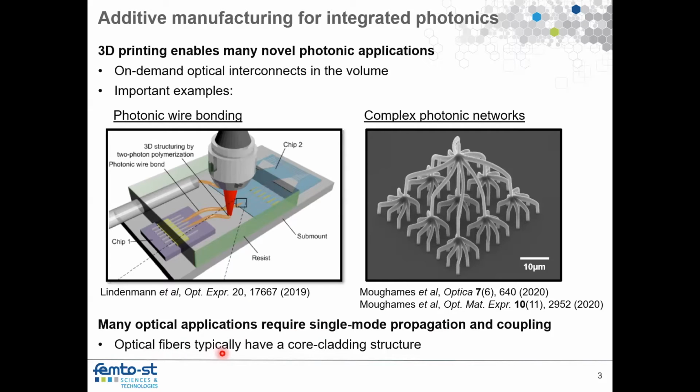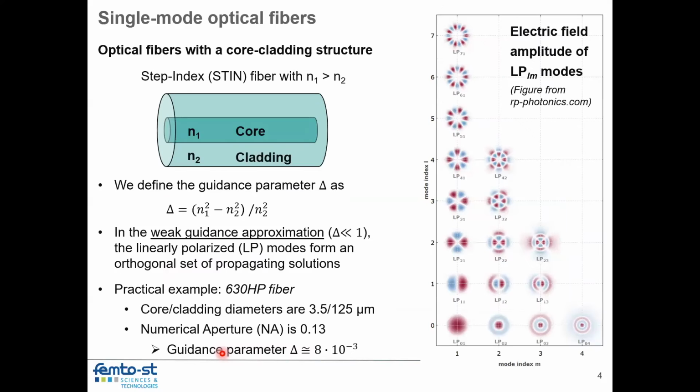Typically, optical fibers are used for that. I will first briefly introduce the very basics of optical fibers. They are typically core-cladding structures made of silica. Here I show a step index fiber. That means in the core you have a certain refractive index, which is larger than the refractive index of the cladding. Then by total internal reflection, you get the light confined inside the fiber.